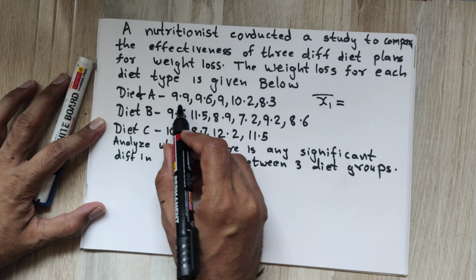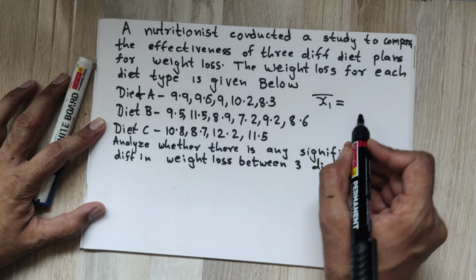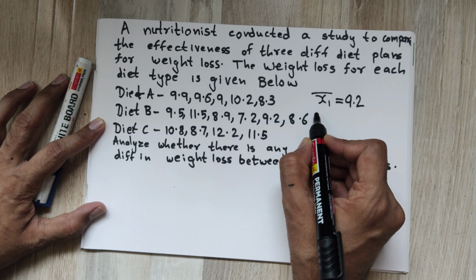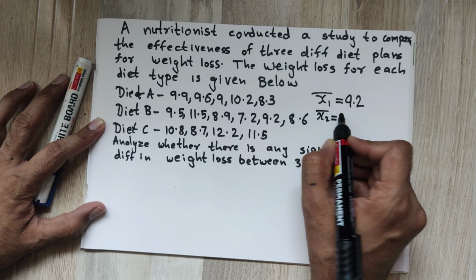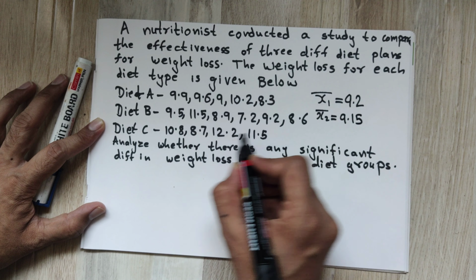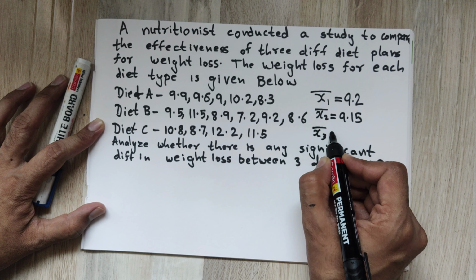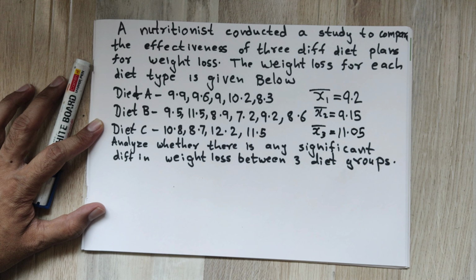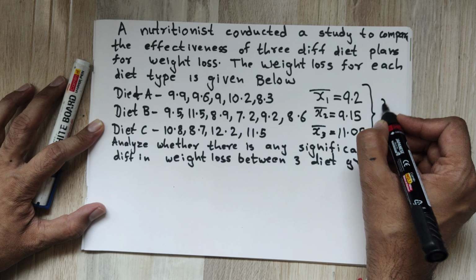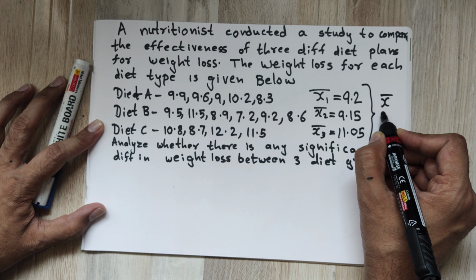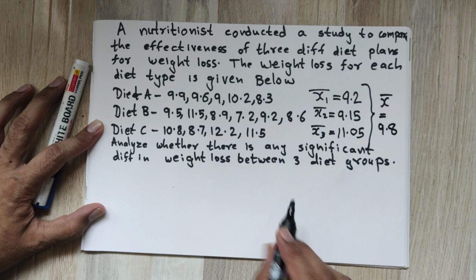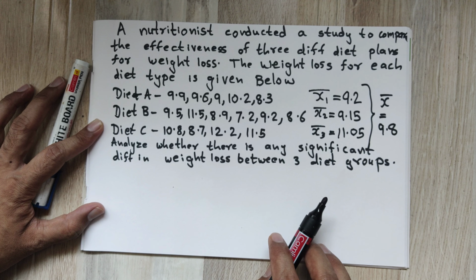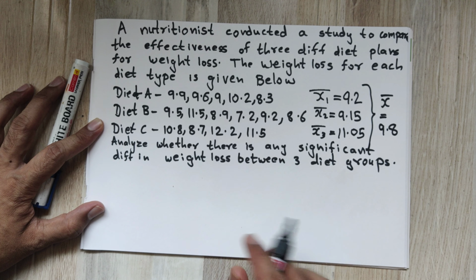If you look at the first sample, diet A, the mean comes out as 9.2. Similarly for diet 2, x2 bar comes out as 9.15, and for the third sample the mean x3 bar comes out as 11.05. We will also need the grand mean. The grand mean x bar comes out as 9.8. So these are the means that we have calculated from our given data. Now we will calculate the sum of squares, which is the numerator of the variance.